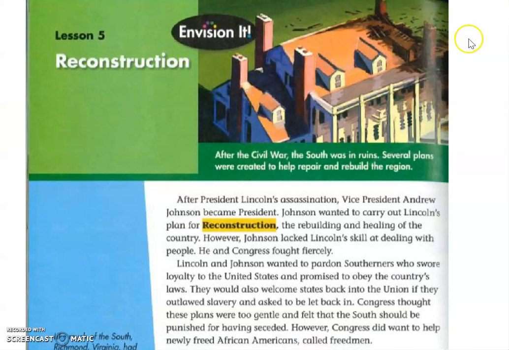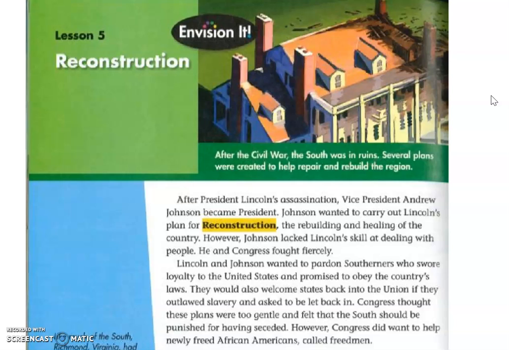So, like we talked about before in the last part of this section, after the Civil War, the South was in ruins. Several plans were created to help repair and rebuild the region. After President Lincoln's assassination, Vice President Andrew Johnson became president. Johnson wanted to carry out Lincoln's plan for Reconstruction, the rebuilding and healing of the country. However, Johnson lacked Lincoln's skill at dealing with people. He and Congress fought fiercely.